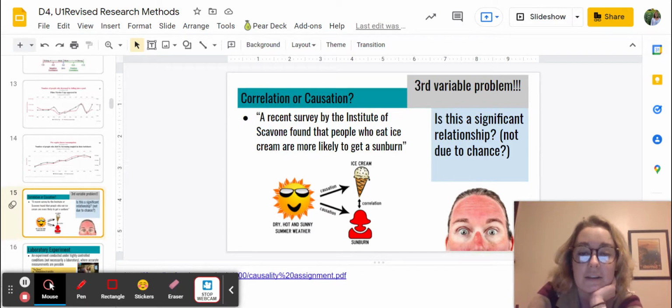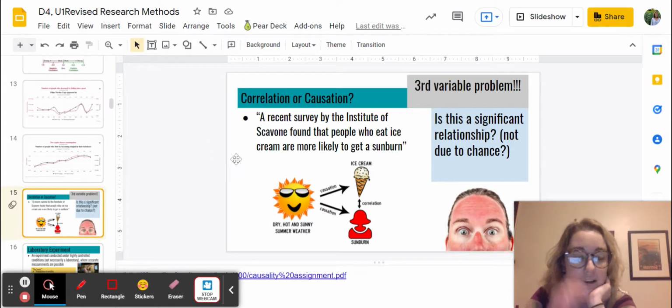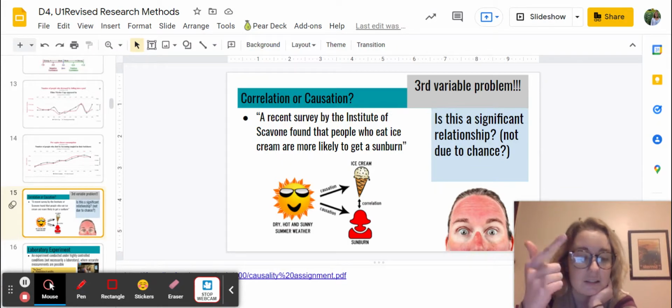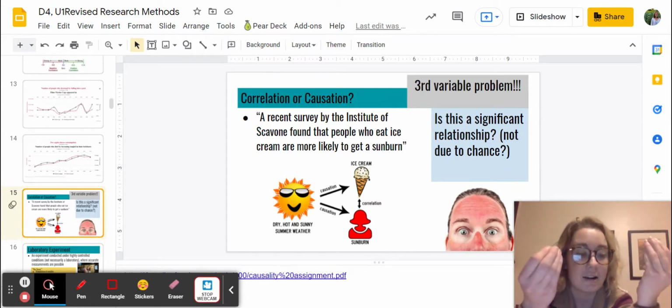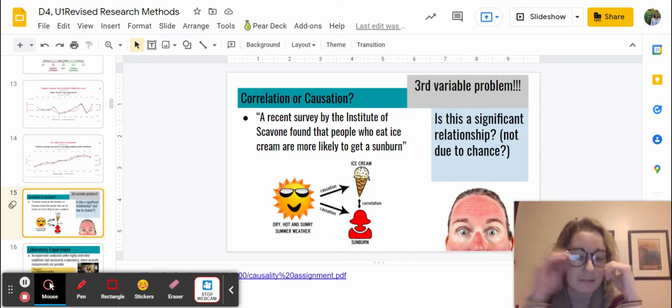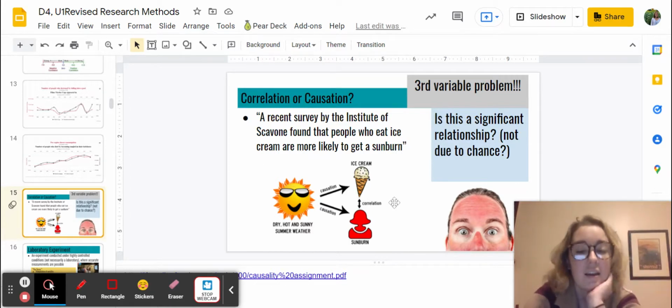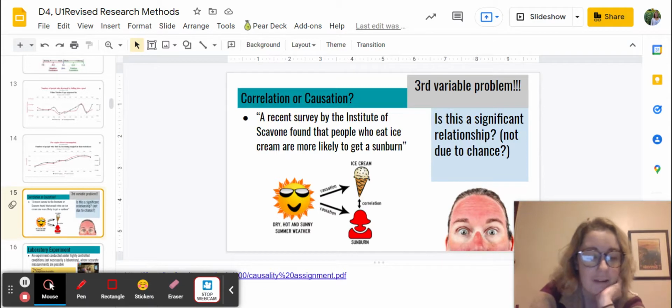A recent survey by the Institute of Scavone found that people who eat ice cream are more likely to get sunburn. So, right, this research is trying to say that eating ice cream is causing you to get sunburn, right? Because we see there's a correlation that the more you're eating ice cream, the more likely you are to get sunburn. There's a positive correlation that more ice cream equals more sunburns. But we know that's not causation, right? Because we have the third variable of the sun, right? It's actually the sun that is causing you to eat more ice cream, and it's the sun that's causing sunburns. It's not ice cream that's causing sunburns.